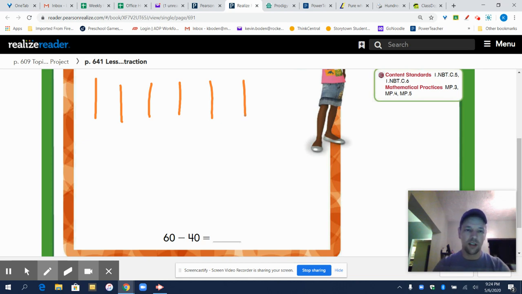All right, so there's 6 tens. Let's take away 4 tens. Take away 1, 2, 3, 4 tens, or 10, 20, 30, 40. And how many tens do we have left? That's right, we should have 2 tens left.